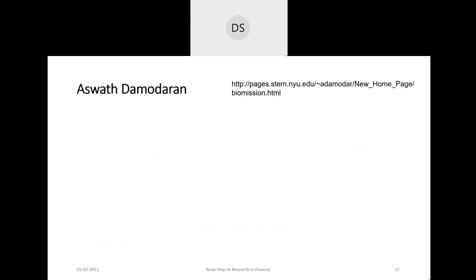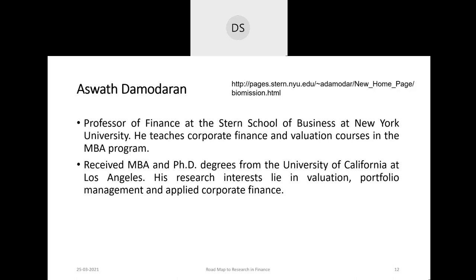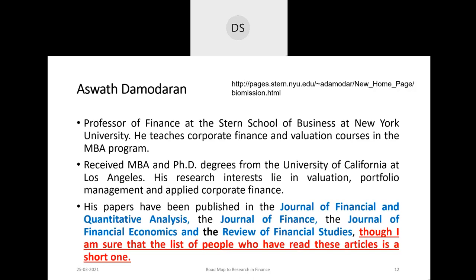Then one name which is very important, because I have given a URL here, you can visit the website, the bio web of this Aswath Damodaran. It is very interesting, you must visit that one. Okay, he is professor of finance at the Stern Business School, he teaches corporate finance and valuation for the MBA program. And he received his MBA from this university. The details are there.